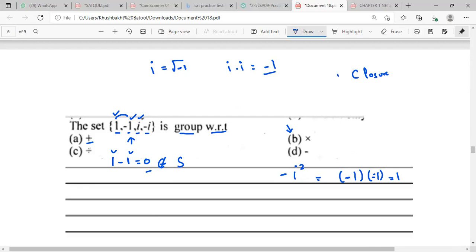Associative multiplication is always given, so this would be correct. The third one is the identity element. What is the identity element with respect to multiplication? It is 1. We have 1, so we do have identity as well. And the last one, the fourth, we need multiplicative inverses. So 1 by 1 is 1, we have that. 1 by minus 1 is minus 1, we have that. Now if we talk about 1 by iota, do we have 1 by iota?